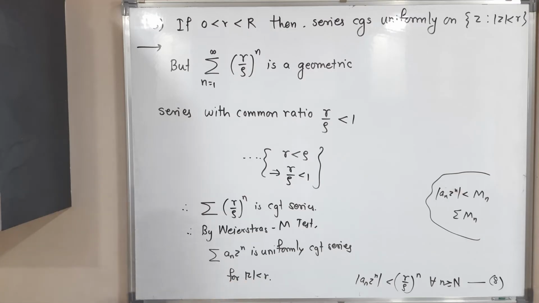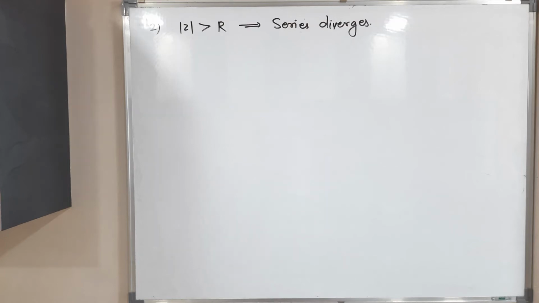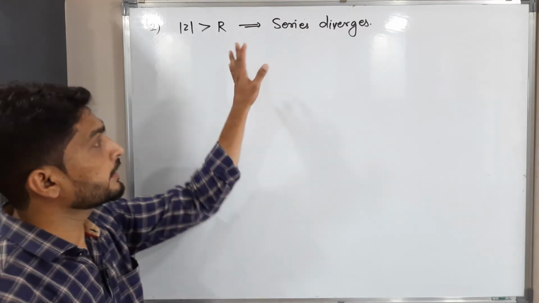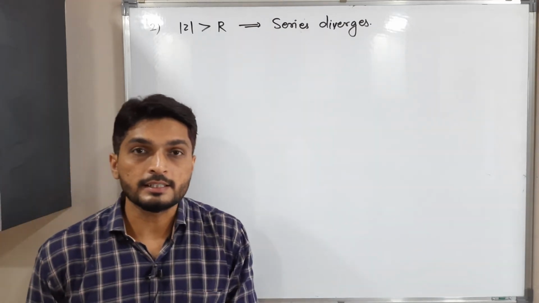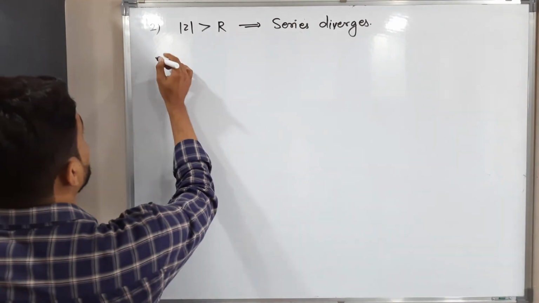Okay, so in this way we proved the third case here. Let us go for the second case now. Make a screenshot of it, then we will go further. Let us discuss the second case: mod z greater than r, then we have to prove the series is divergent. So let us start with the given condition.